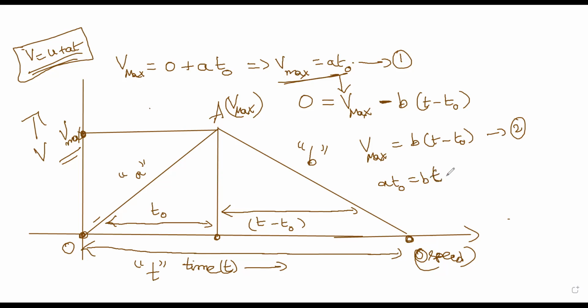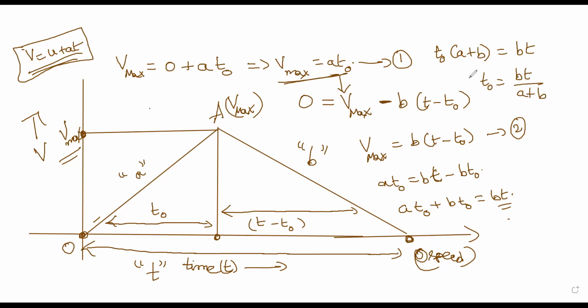So I'll write bt minus b t naught. The b t naught I'll transport to that side, so A t naught plus b t naught happens to be b times t. So t naught can be taken out as common. Then what you get is a plus b, that is equal to bt. And t naught happens to be bt by a plus b.